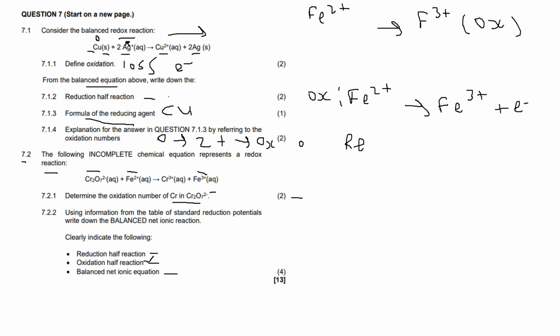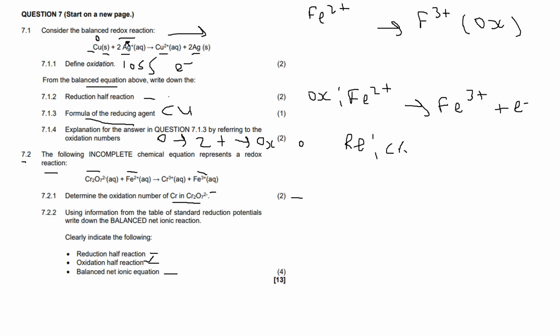So now just go to the table and look where we can find Cr2O7 on the table. There we are. Oh, it's a long one. I just copied it because it's undergoing reduction.